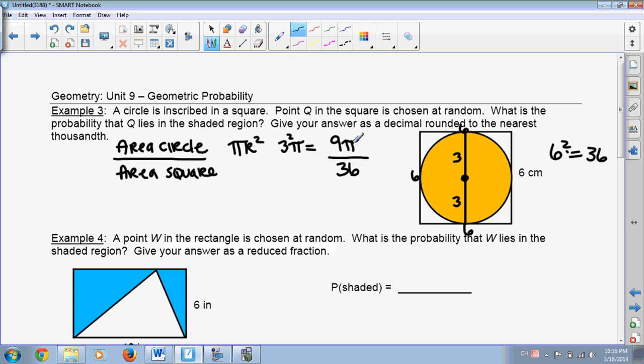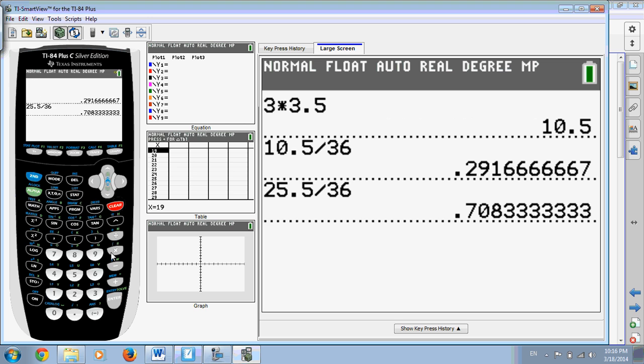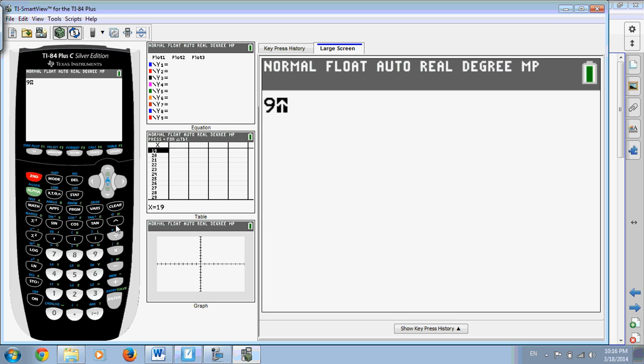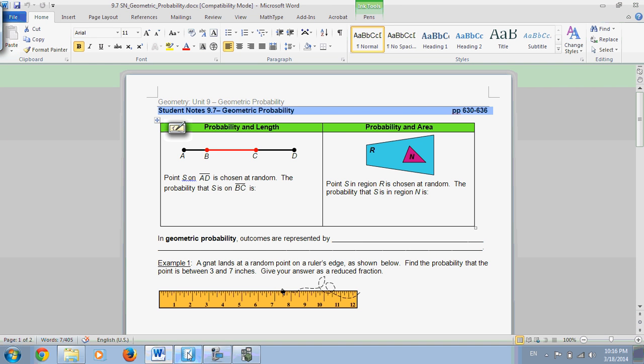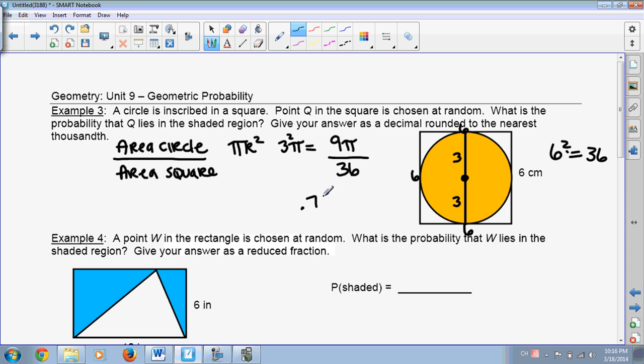So we have the area of the circle, 9 pi, over the area of the square, 36, and we need to divide this and give our answer to the nearest thousandth. Again, 3 decimal places. So go to your calculator. 9 pi divided by 36. And our 3 decimal places are 0.785, and the 3 does not round the 5 up, so 0.785. If you wanted that as a percentage, it would be 78.5%.